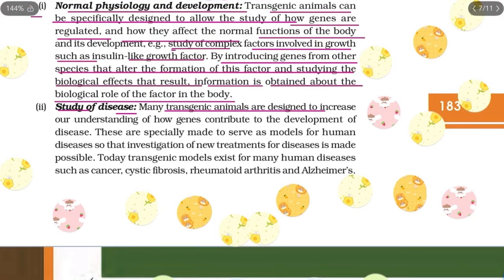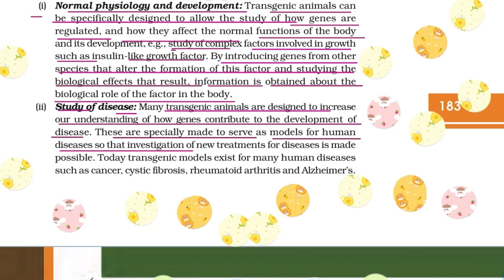Study of disease. Many transgenic animals are designed to increase our understanding of how genes contribute to the development of disease. These are specially made to serve as models for human disease so that the investigation of new treatments for disease is made possible. Today, transgenic models exist for many human diseases such as cancer, cystic fibrosis, rheumatoid arthritis, and Alzheimer's.